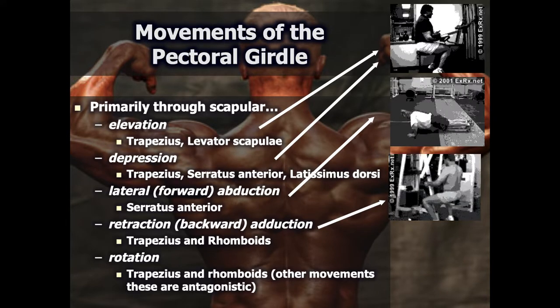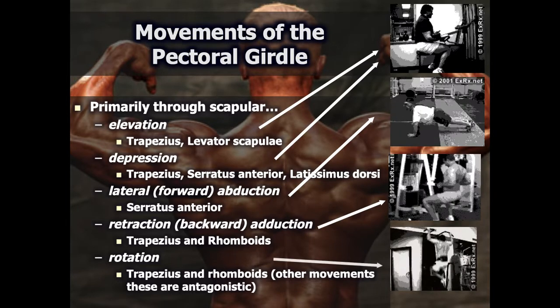Okay? And then finally, rotation. If you're doing pull-ups, primarily through the trapezius or the rhomboids, they're in your back. But we know there's lots of muscles in the area, and so they're also working and helping to stabilize those motions as well. Okay? Questions on those?